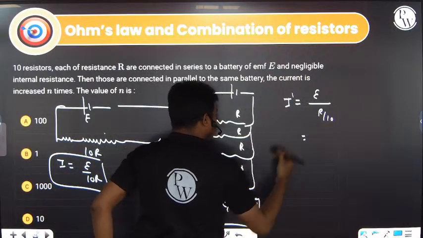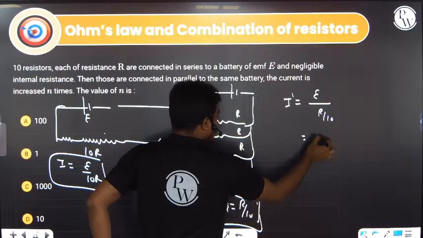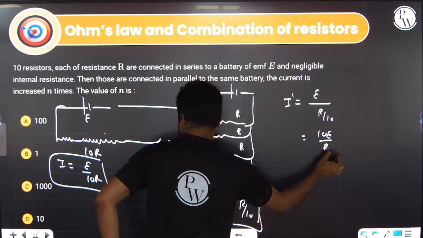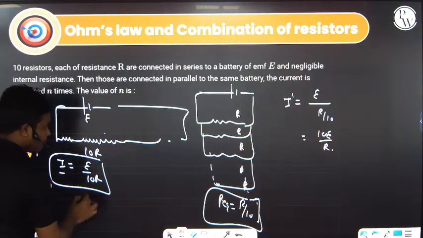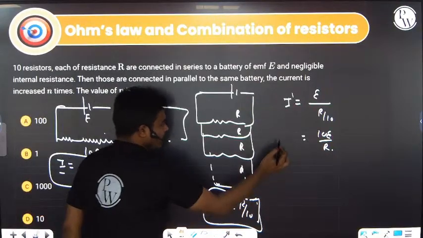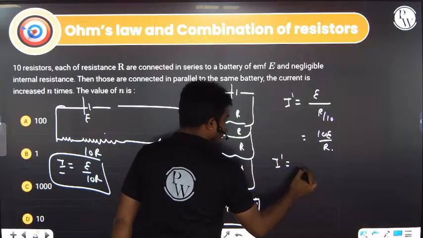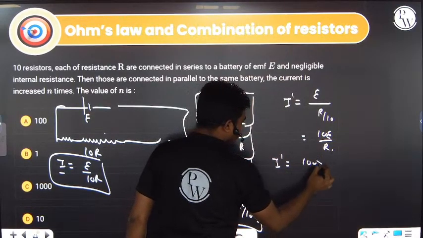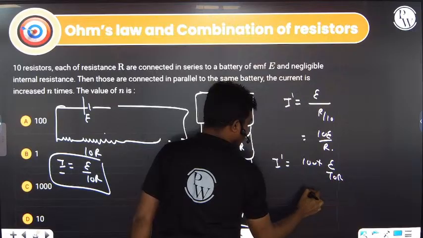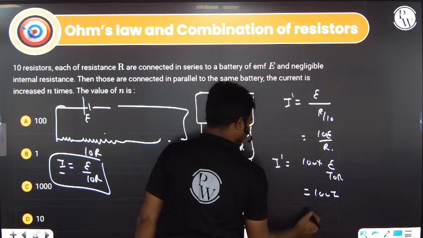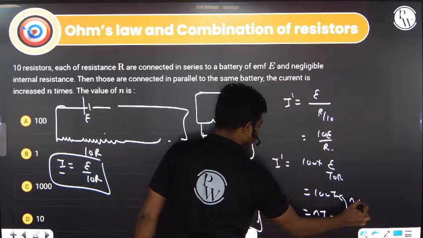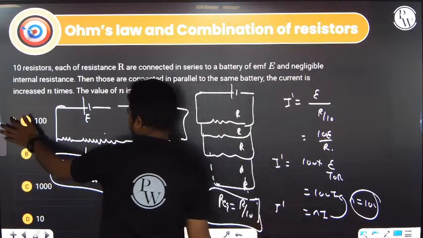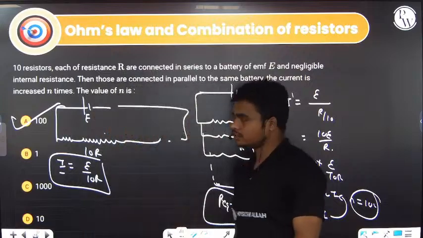So the current becomes E divided by R by 10, which is 10E by R. This value is I. If we divide, we get 100 times of E divided by 10R. So this is 100 multiplied by I, and they're asking for the value of N multiplied by I. So what is the N value from here? N value is 100. Answer is option A. Clear?